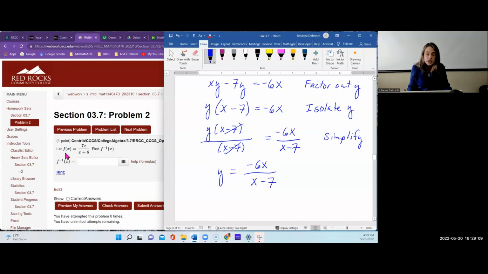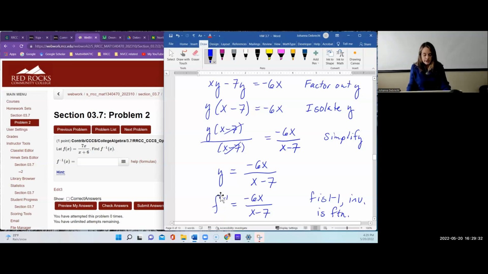If the name is g, it should be g inverse. If the name is f, it should be f inverse. We replace the name since it is a 1-to-1 function. So the inverse is a function. That is the answer to this particular problem.